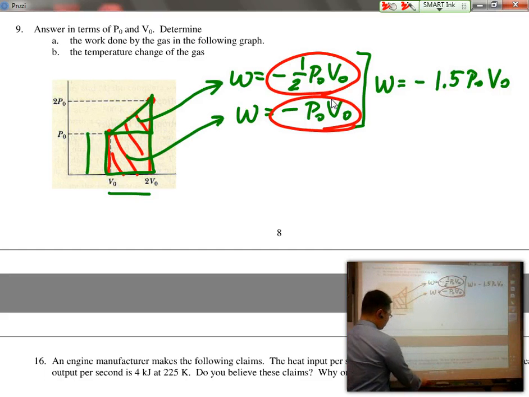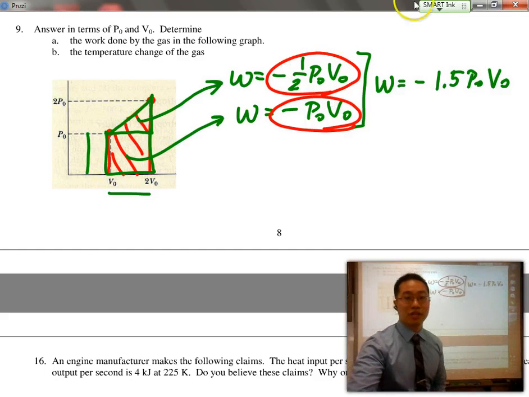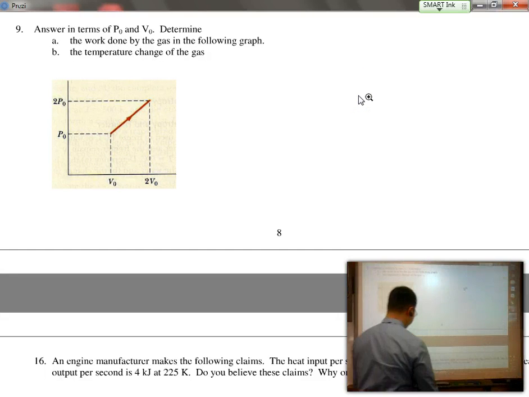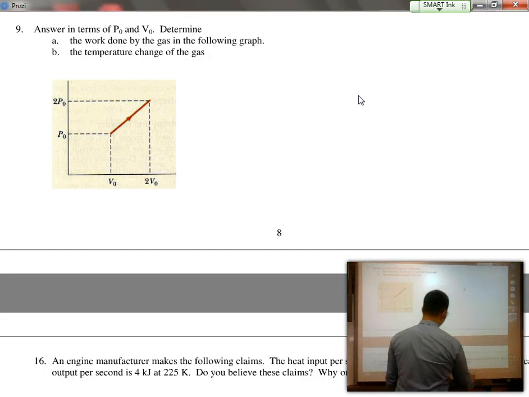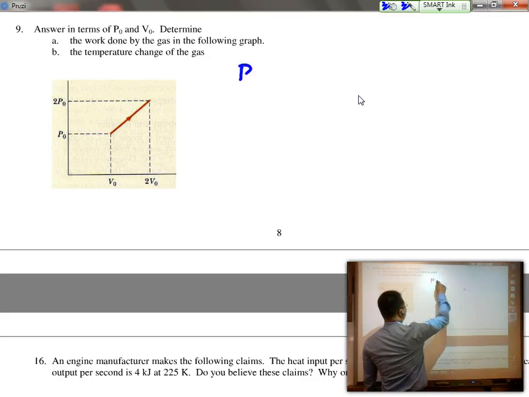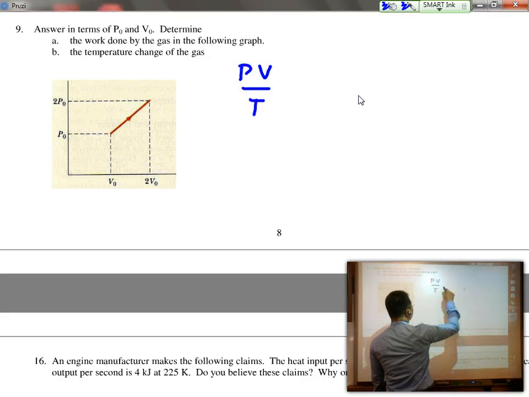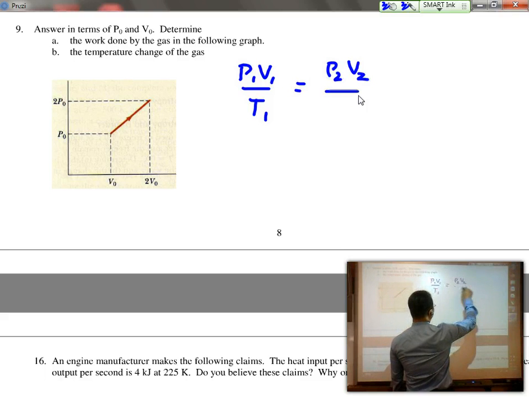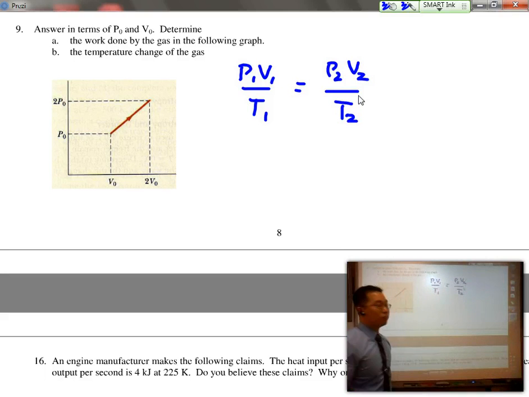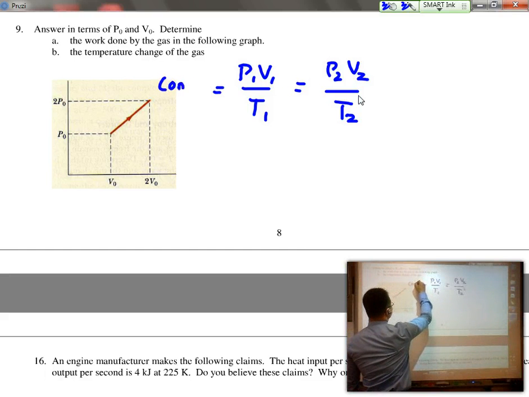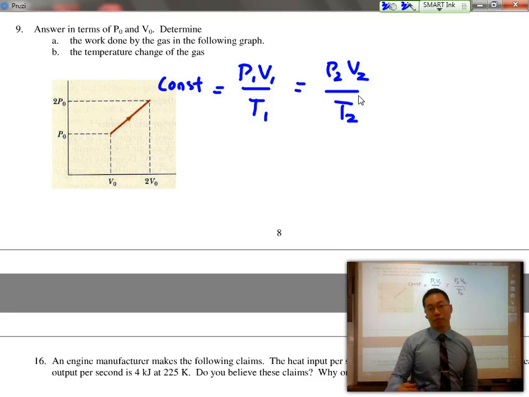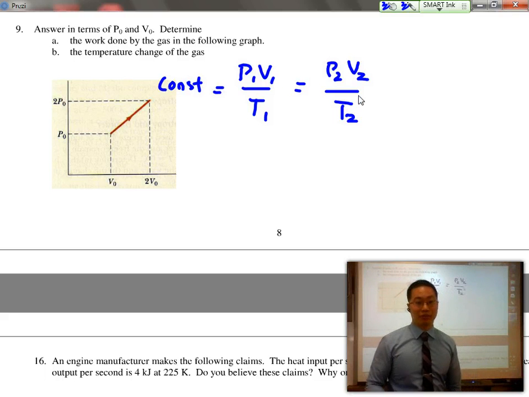The next part they ask us is, what's the temperature change? Now this deals with the combined gas law. So whenever we're dealing with the combined gas law, we're talking about PV over T, or P1 V1 over T1, equals P2 V2 over T2. The most important thing to remember about this formula is that this is equal to a constant, meaning that the total value can't change. Any multiplier you put in has to be canceled out.